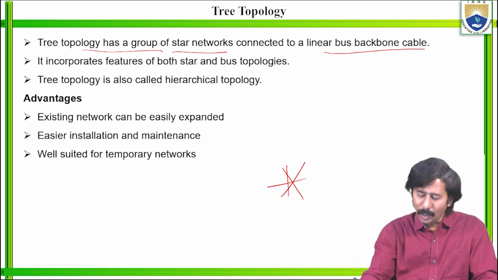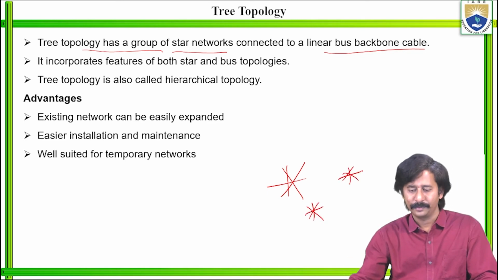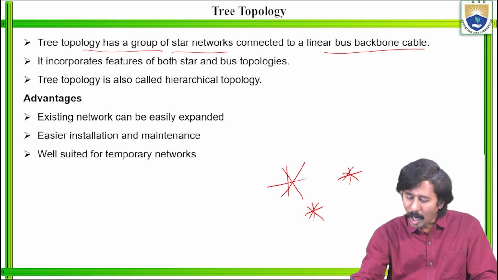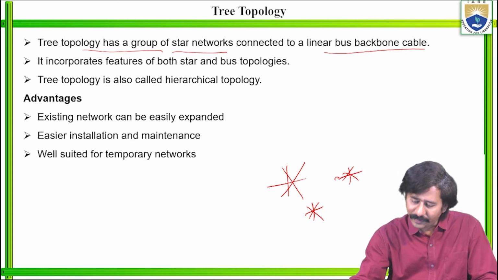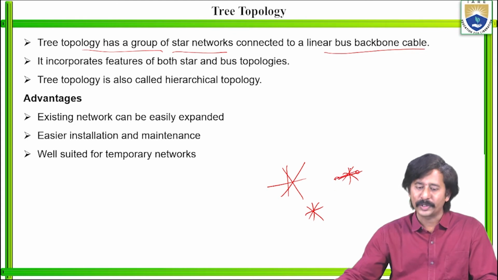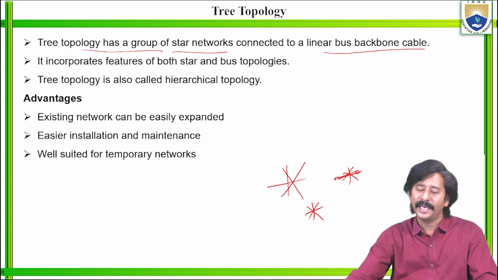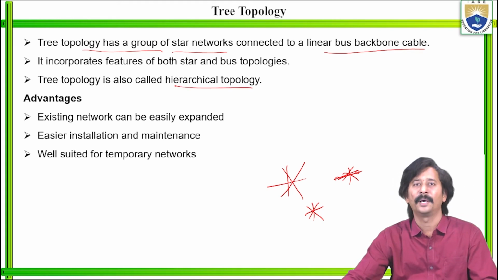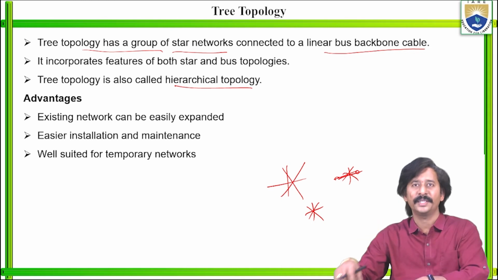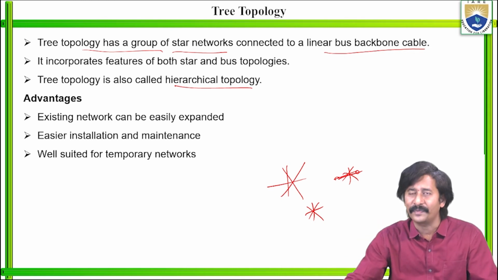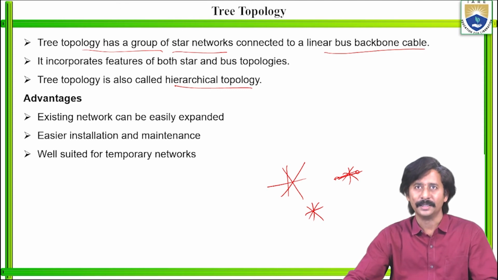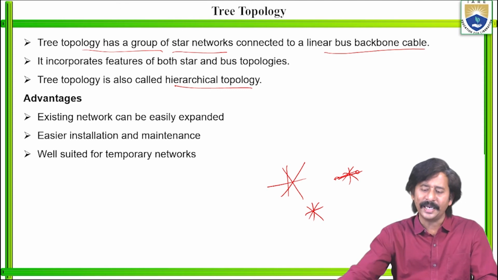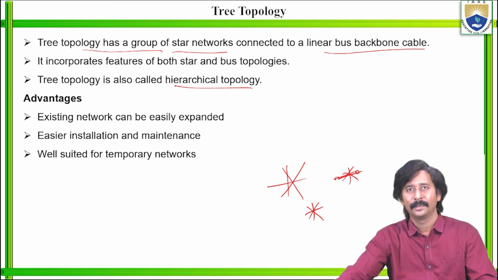See, we know a group of star networks means this maintains one particular star network, star topology, and how the actual data is communicated between these nodes represents the bus topology. So that's why the tree topology is also called a hierarchical topology. One node and a child node, another node, the child node. So what are the advantages of tree topology when compared to the remaining topologies? First one is that an existing network can be easily expanded.